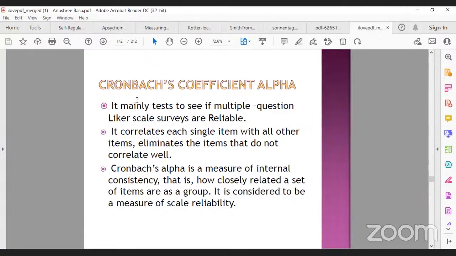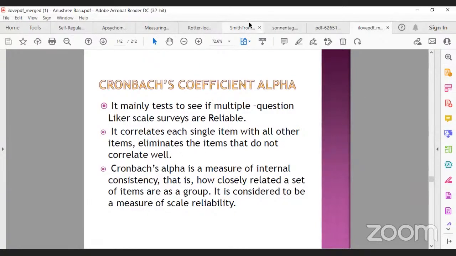Okay. So when we want to use Cronbach coefficient alpha, it mainly tests to see if multiple question Likert scale surveys are reliable. So will you be using this method for your test? Yes, ma'am. Why? Likert type scale. Right. It has a multiple question Likert scale survey. So if you want to check the internal consistency for your test, then you would apply Cronbach coefficient alpha. What it does is correlate each single item with all other items and eliminate the items that do not correlate well.